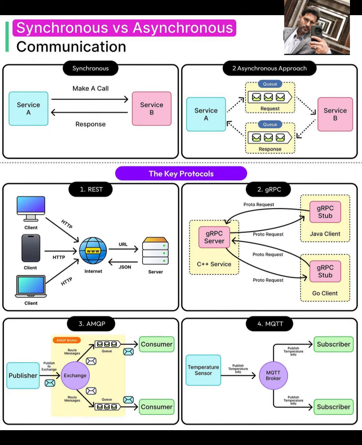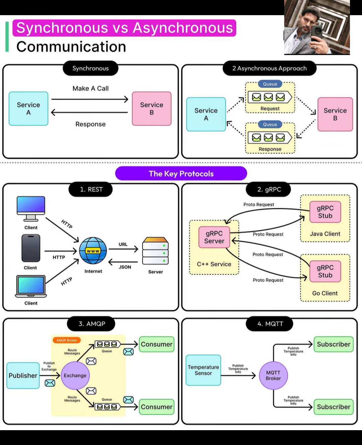On the right, we have the asynchronous approach. This is more like sending an email or leaving a voicemail. Service A sends a request, but it doesn't wait for an immediate response. Instead, it sends the request to an intermediary, usually a queue or message broker. Service A can then immediately go back to doing other work. Service B later picks up the request from the queue when it's ready, processes it, and if a response is needed, it might send one back, perhaps also via another queue. The key is that Service A is not blocked waiting.